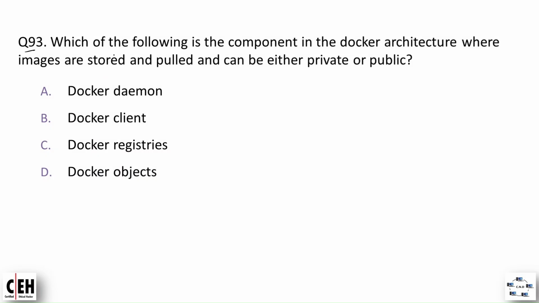Question number 93. Which of the following is the component in the Docker architecture where images are stored and pulled and can be either private or public? Option A, Docker daemon. Option B, Docker client. Option C, Docker registries. And option D, Docker objects. And the correct option is option C, Docker registries.